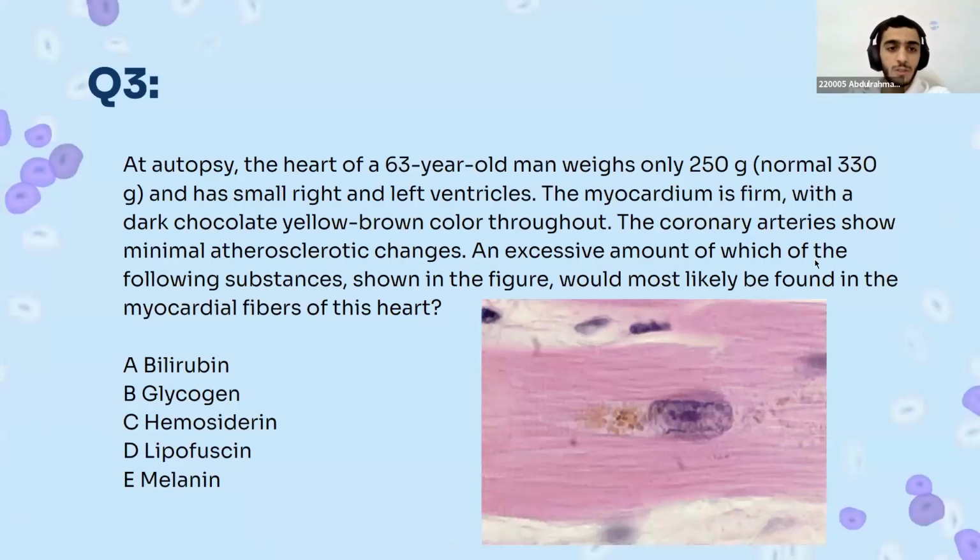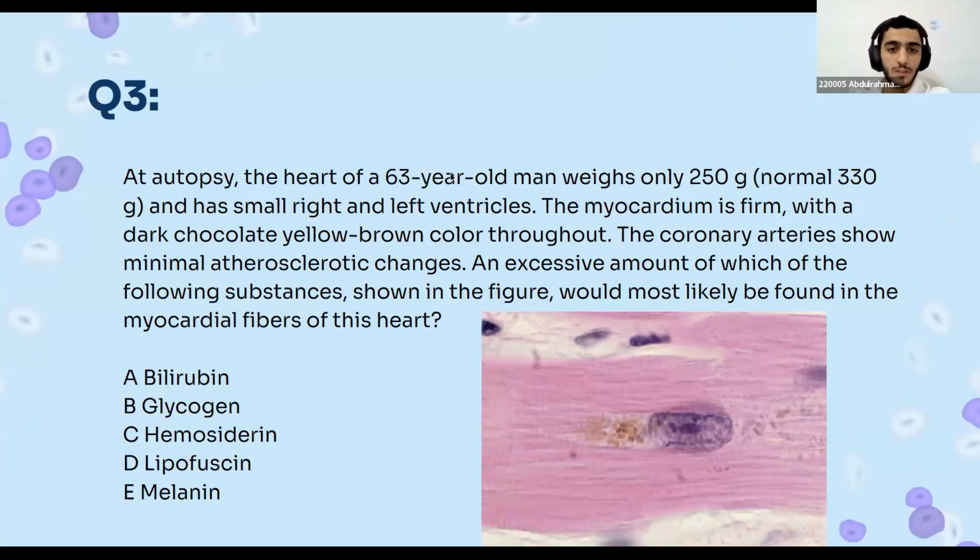All right, so the next question. At autopsy, the heart of a 63-year-old man weighs only 250 grams and has a small right and left ventricle. The myocardium is firm with a dark chocolate yellow-brown color throughout. The coronary arteries show minimal atherosclerotic changes, and an excessive amount of which of the following substances shown in the figure would most likely be found in the myocardial fibers of the heart?